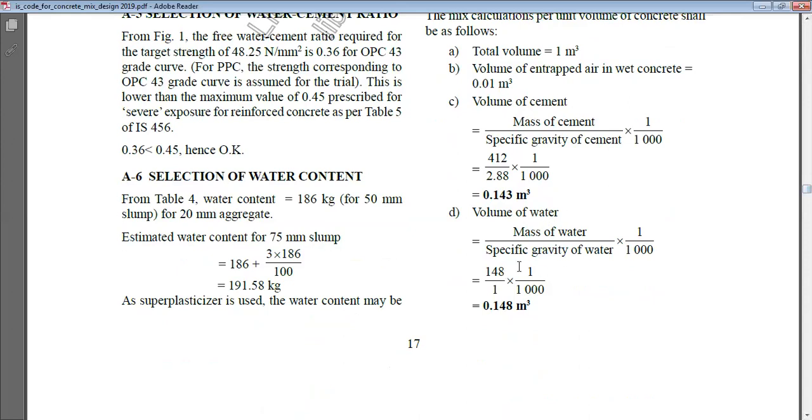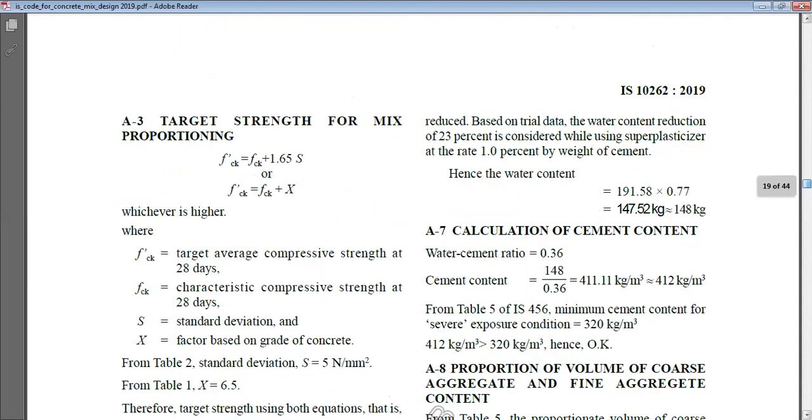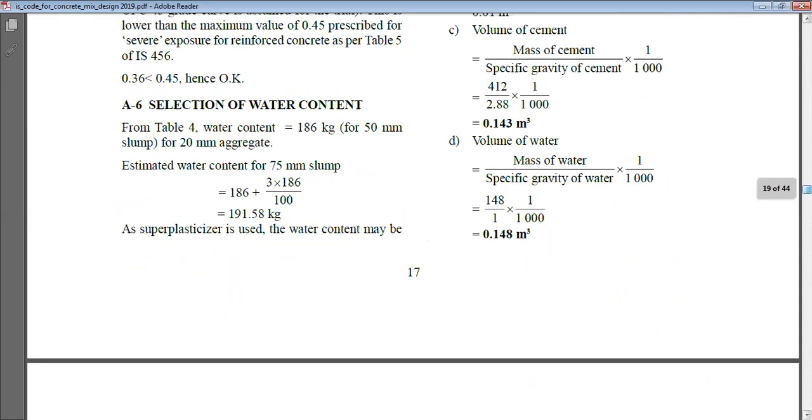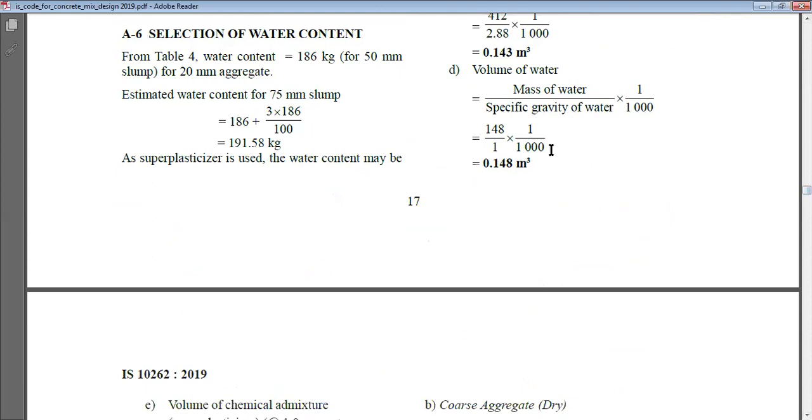Mass of the water divided by specific gravity of water into 1 divided by 1000. Mass of the water is 148. After reducing the water content by adding superplasticizers, whatever the water content is, that is 148 kg. That we are taking divided by the specific gravity of water, which is 1, into 1 divided by 1000, that gives 0.148 cubic meter.